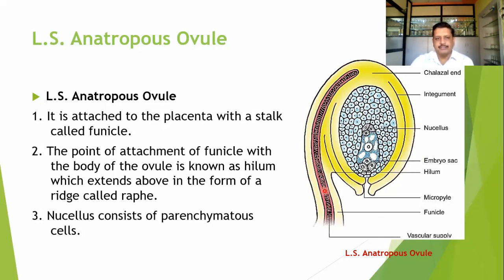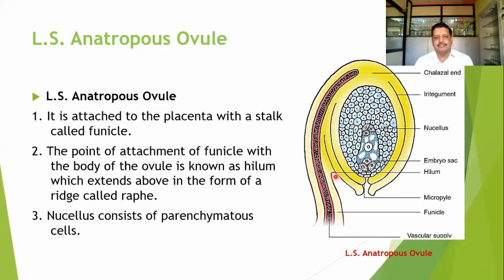The point of attachment of the funicle with the body of the ovule is known as the hilum, extending above in the form of a ridge-like raphe. This particular gap is known as the hilum. So this is the point of attachment of the funicle with the ovule, and the hilum portion can be extended in the form of a ridge-like structure.